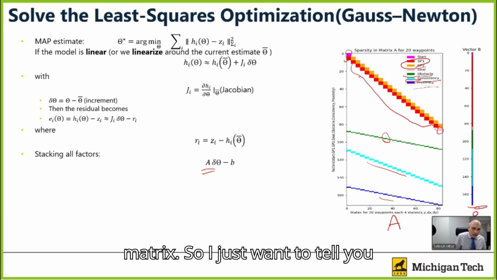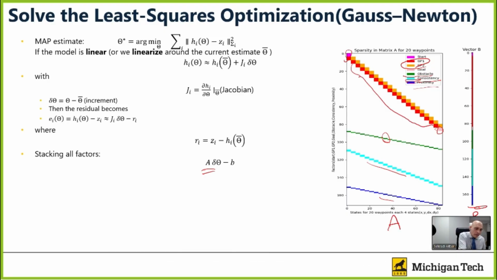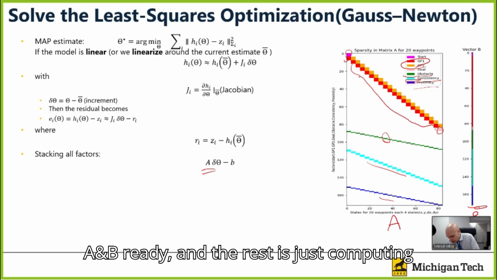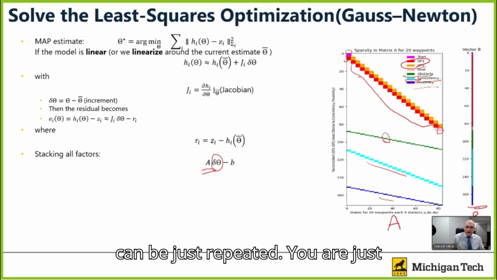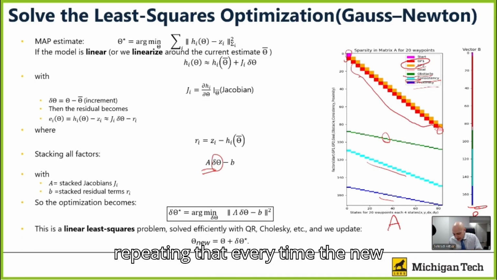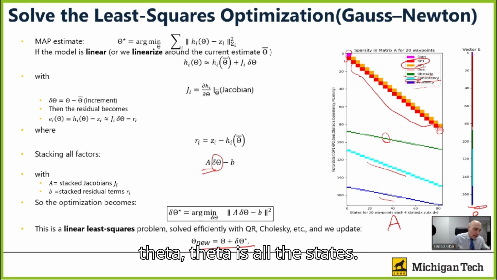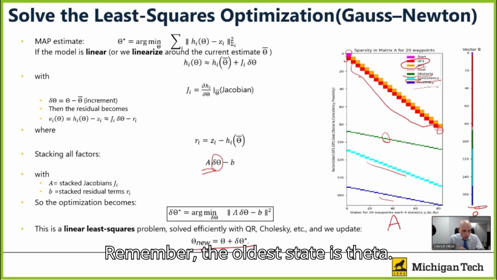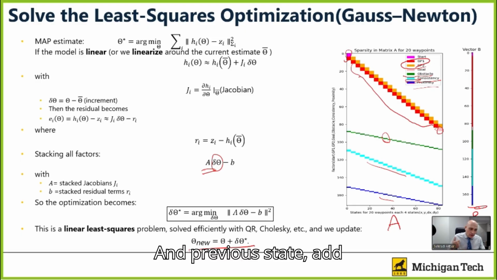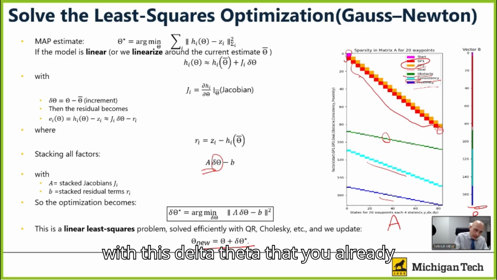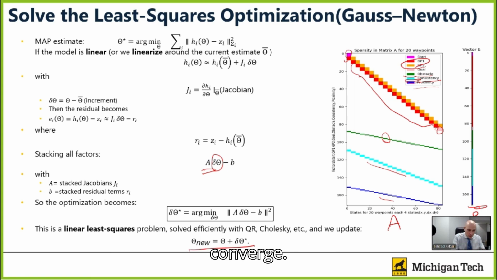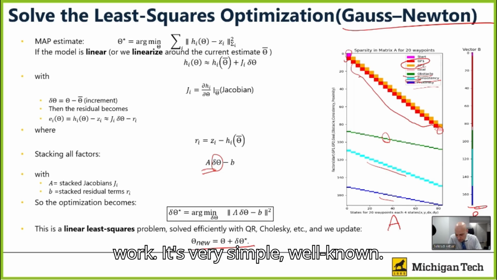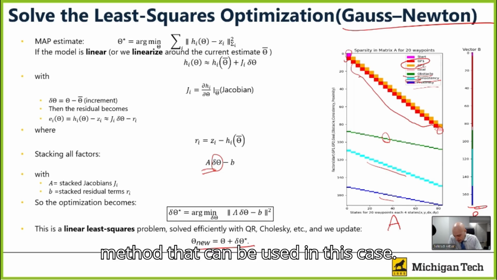So I just want to tell you that at the end, you get A and B ready, and the rest is just computing delta theta, and this can be repeated in an iterative way. Remember, the old state is theta. The previous state added with this delta theta that you estimated gives you the new state. And repeat that multiple times to converge. That's how Gauss-Newton works. It's a very simple, well-known method that can be used in this case.